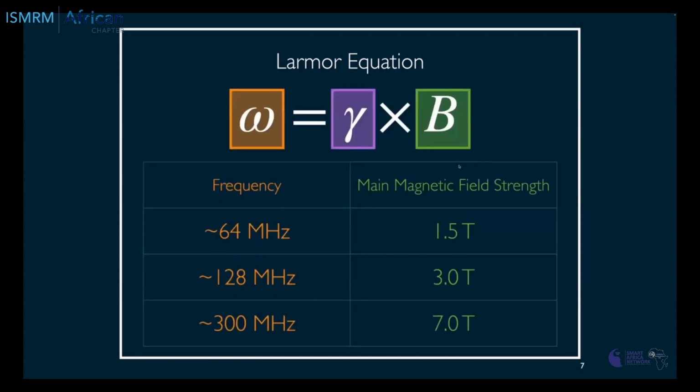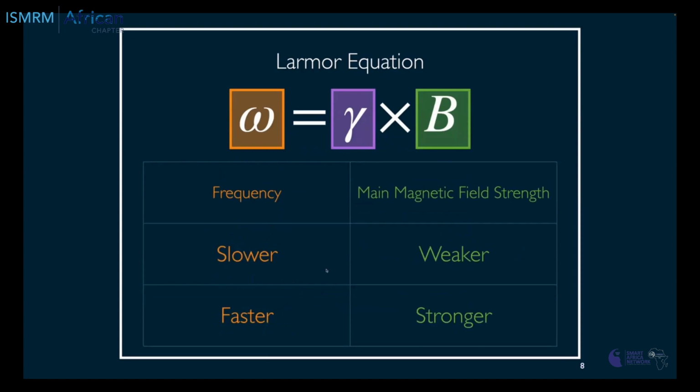If we look at this breakdown of different resonant frequencies at different standard magnetic field strengths, we see that at 1.5 Tesla, we get a resonant frequency of about 64 megahertz. At 3 Tesla, that's doubled to about 128 megahertz. And at 7T, that's about 300 megahertz. So we can see that the resonant frequency scales linearly with field strength here.